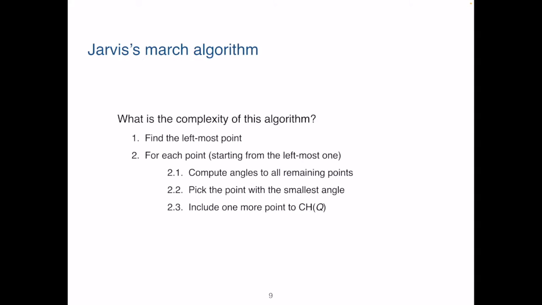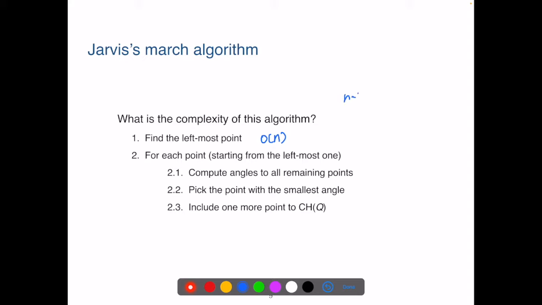Now let's turn to the question of efficiency. Here is the pseudocode of this algorithm. It starts with finding the leftmost point in Q, which will take big O of n time. To choose the second point of the ConvexHull, we need to compute n minus 1 angles, each of which can be computed in constant time. To choose the third point of the ConvexHull, we also need to compute n minus 1 angles because we need to have the first, the leftmost point as one of the candidates as well, and so on. So this would give us big O of n square complexity. So the overall complexity of Jarvis March algorithm is big O of n square.